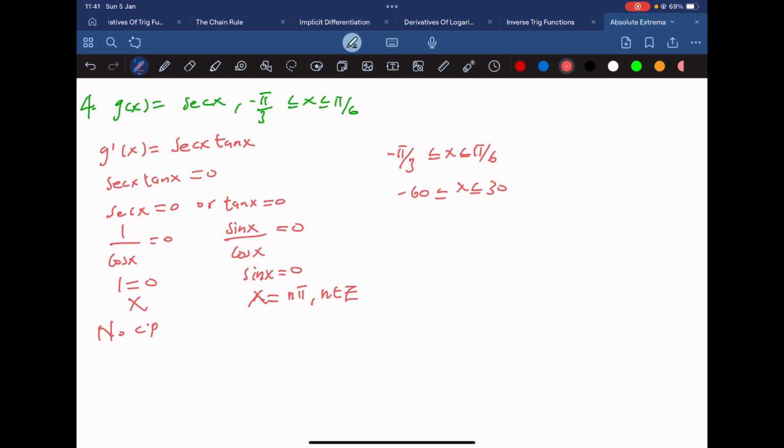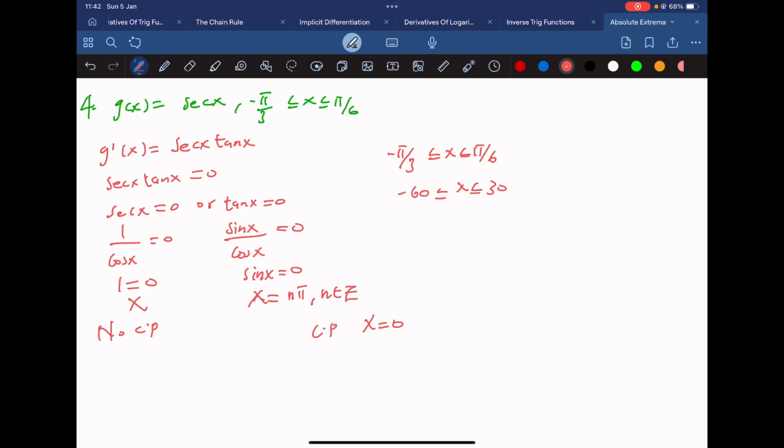Yes. So it means when n is equal to 0, we get 0 times pi, which is 0. 0 is in this domain, so it means it satisfies. Let's see if we are going to get another one. If n is equal to 1, we get 180, right? 1 times pi is 180, and 180 is out of range, so we can't use that. When n is equal to negative 1, we get negative pi, which is negative 180, which is also out of this range. So the only critical value that we have is x is equal to 0.